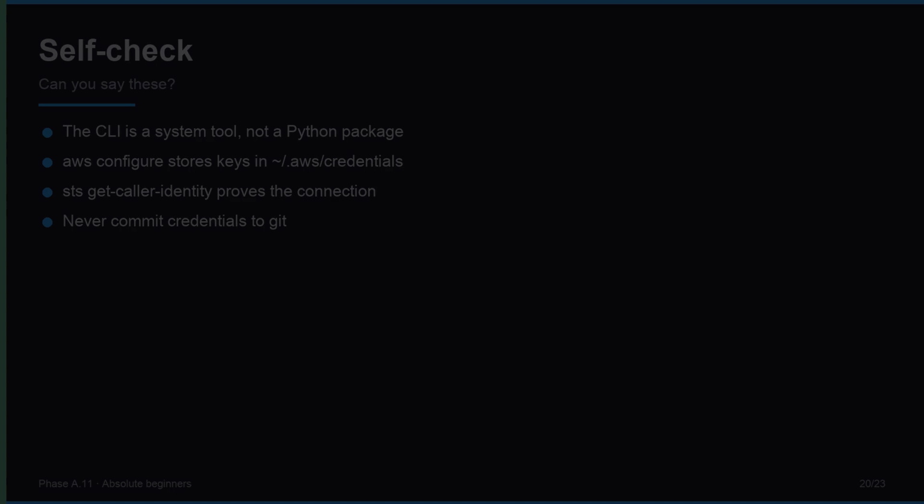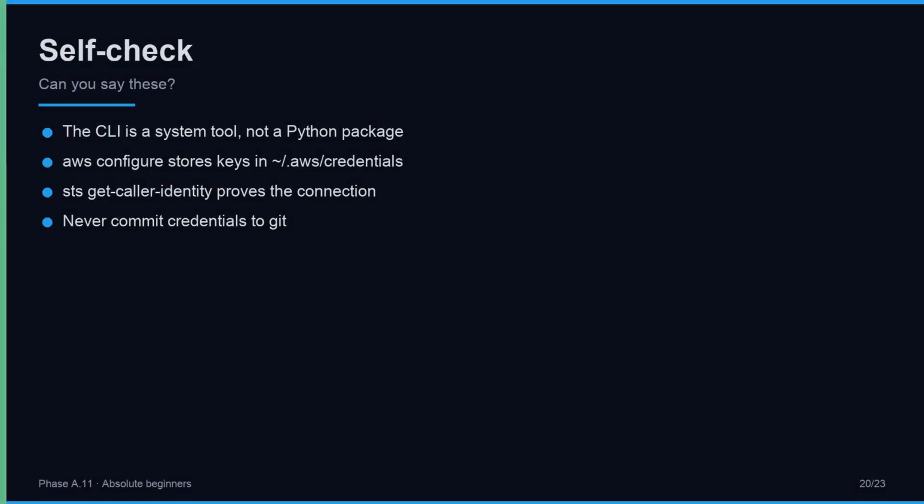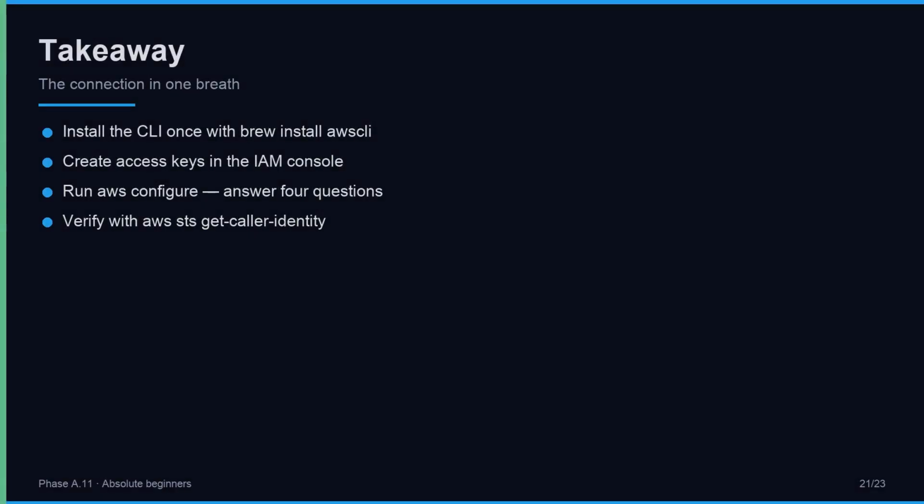For CI and Lambda, quick self-check. Can you explain the difference between the AWS CLI and Boto3? Can you name the two files that aws configure creates? Can you state what aws sts get-caller-identity returns on success? Can you say why a .gitignore file matters for credentials? If any feels shaky, rewatch the matching part. The connection between your laptop and your account is the foundation for every cloud lesson ahead. Say each out loud.